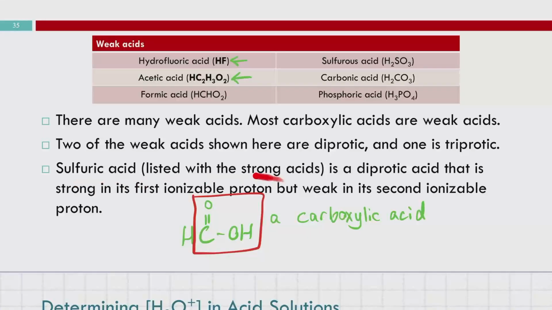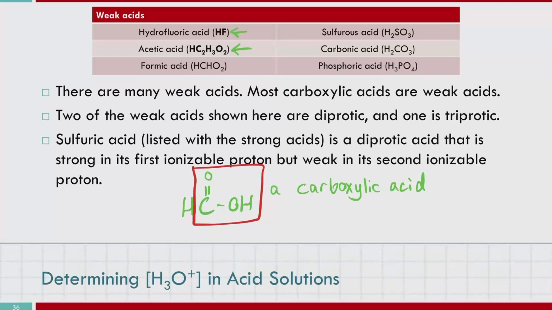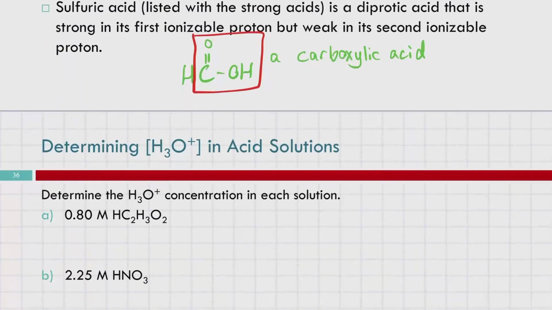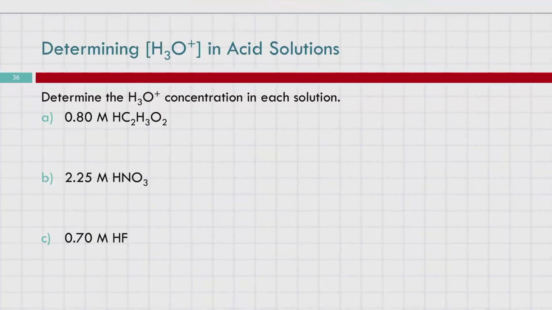Sulfuric acid, which is listed with our strong acids, is a diprotic acid. The first proton, the first one, is strong. The second one is weak, which is fun, in my opinion.